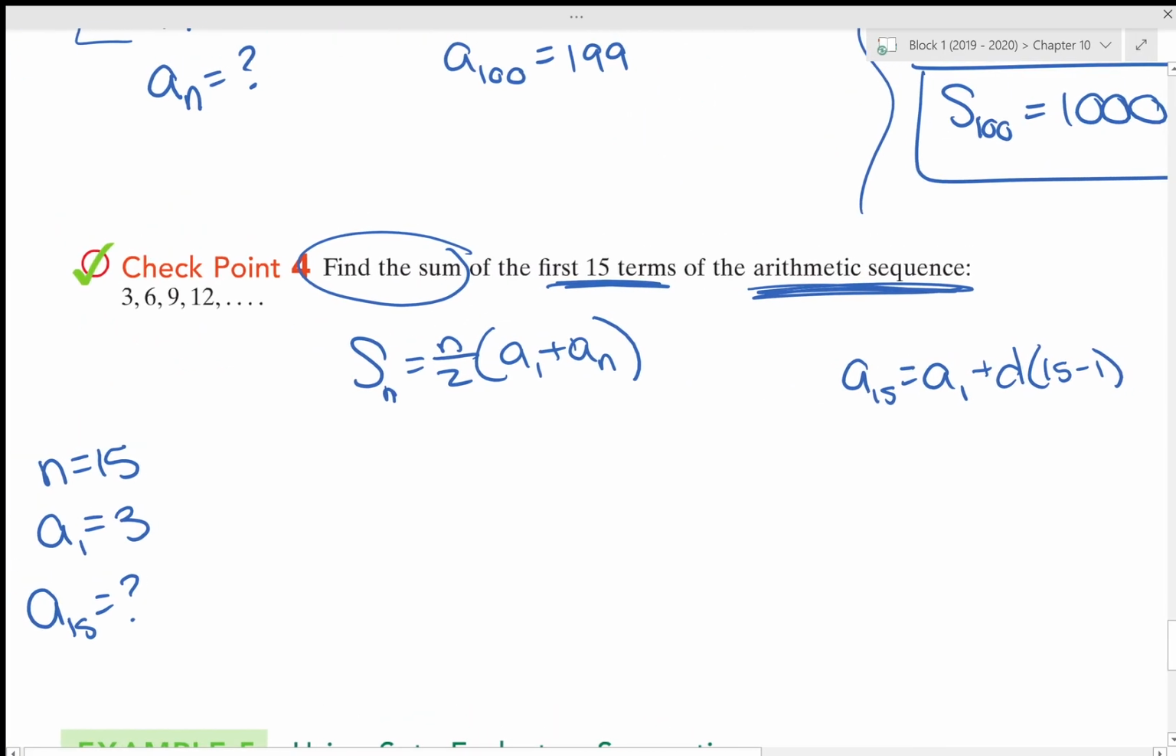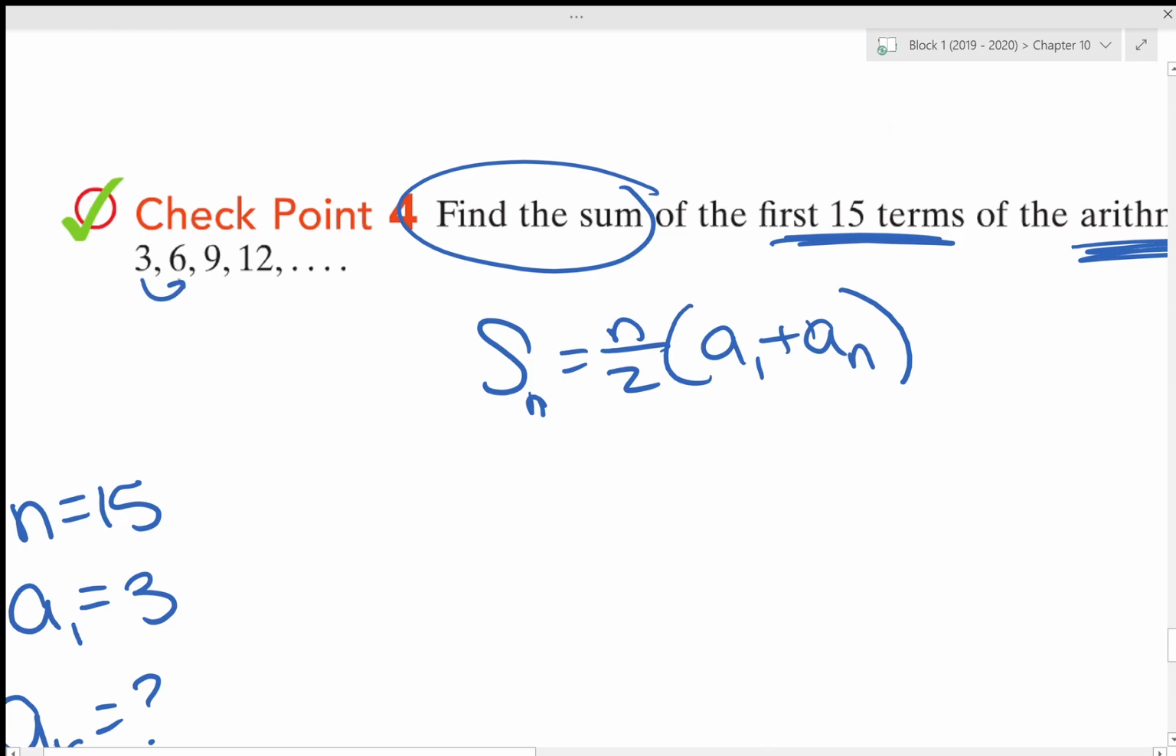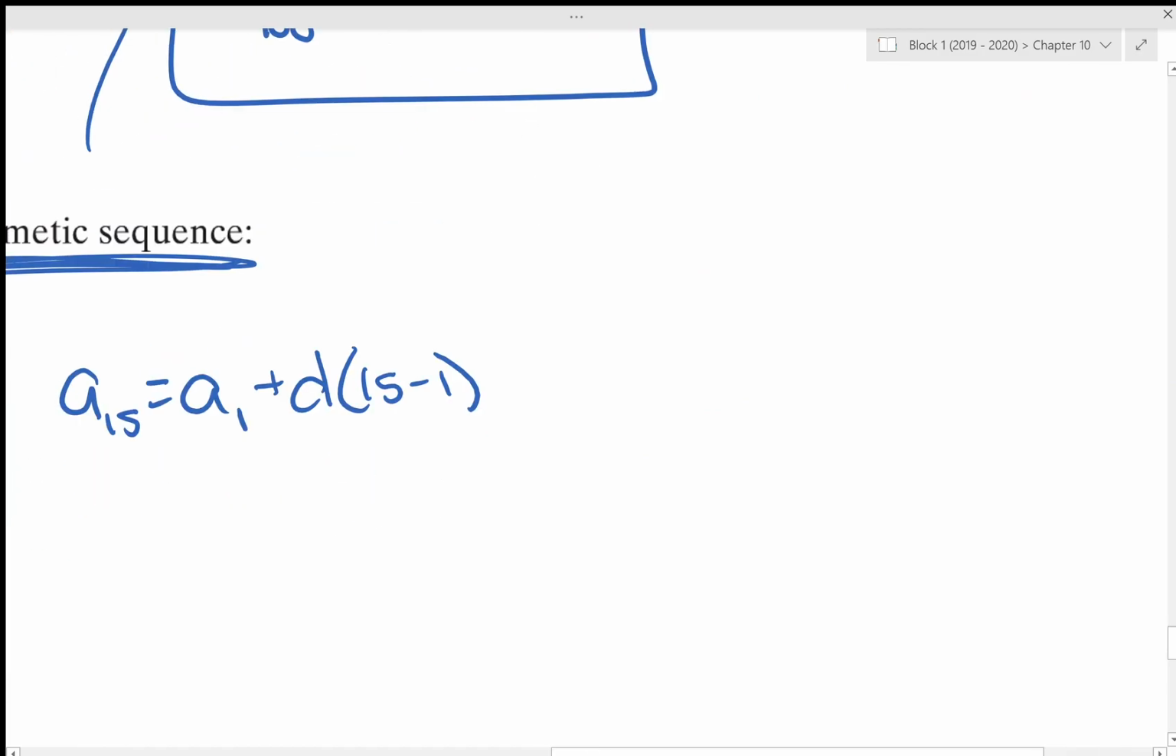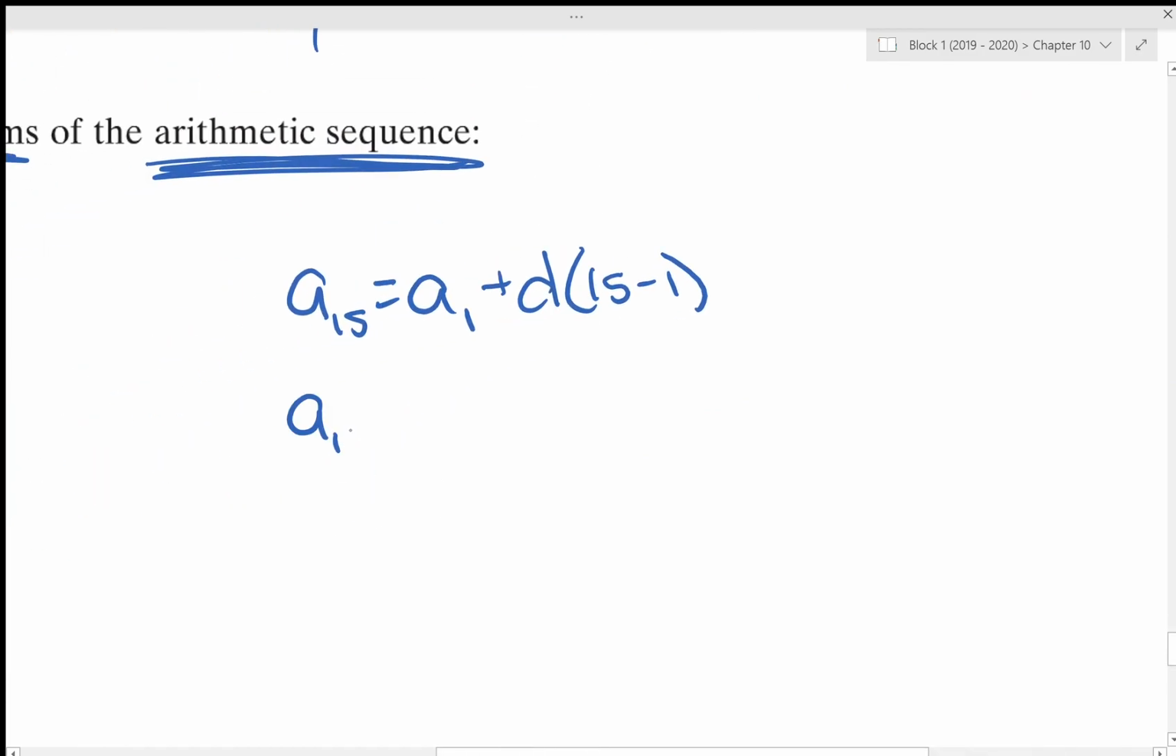Now, my common difference, if I look, the pattern is to add 3, add 3, add 3. So that is my common difference. So a of 15 equals my first term, which was 3, plus the common difference, 3, times 14. 3 times 14 is 42, plus 3, we're going to get 45. So now I have my 15th term.